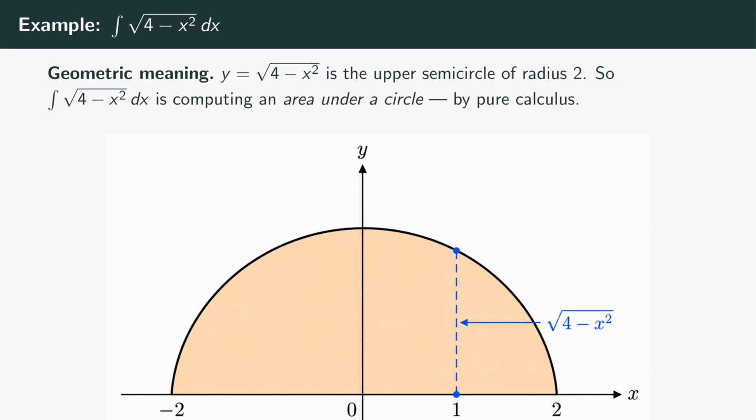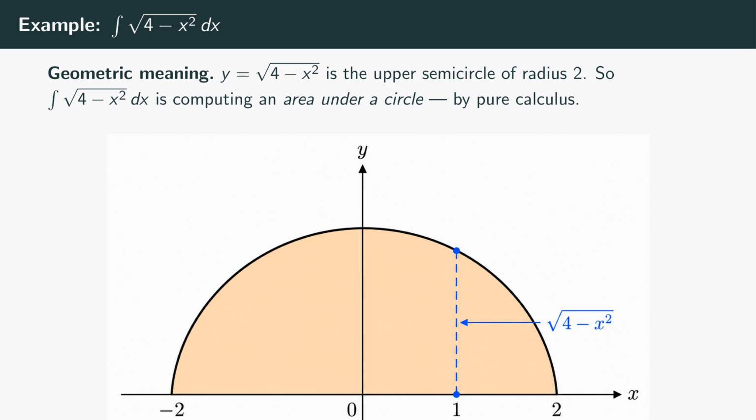Second example, the showpiece. Compute the integral of the square root of 4 minus x squared dx. Before any algebra, what does this integral mean? The graph of y equals the square root of 4 minus x squared is the top half of the circle x squared plus y squared equals 4, a semicircle of radius 2. So when you integrate the square root of 4 minus x squared, you're computing the area under that semicircle. The full semicircle from -2 to 2 has area 2 pi, half of pi r squared with r equals 2, so any indefinite antiderivative we get had better, when plugged in at the endpoints, give us 2 pi.